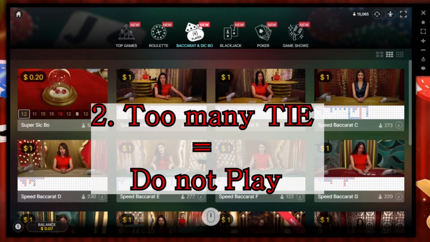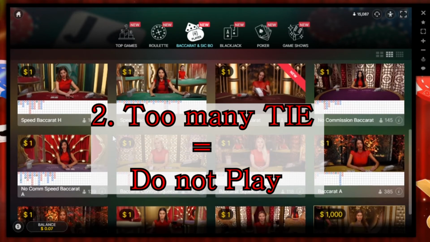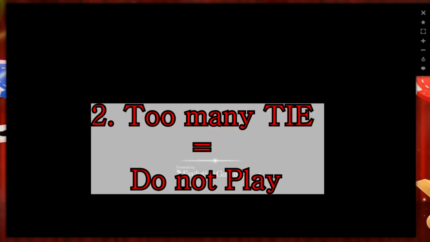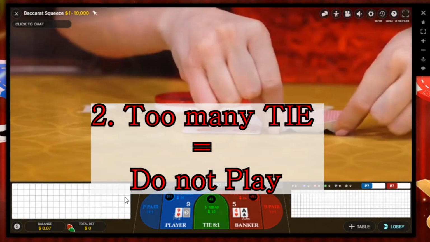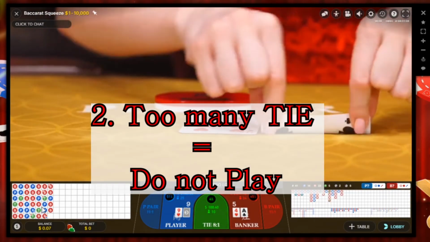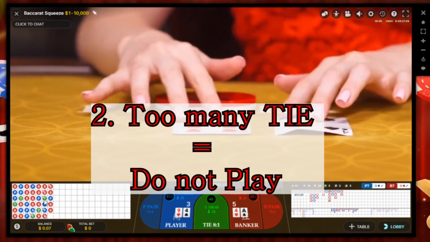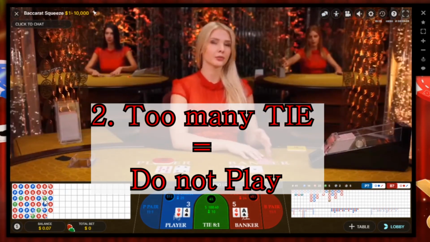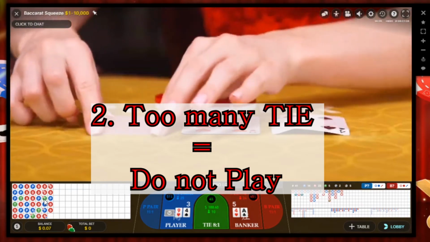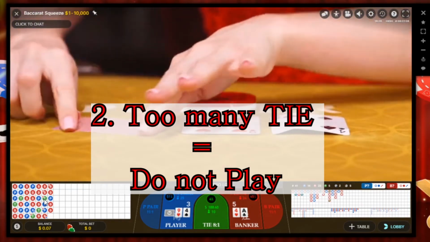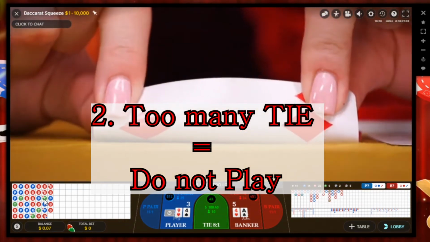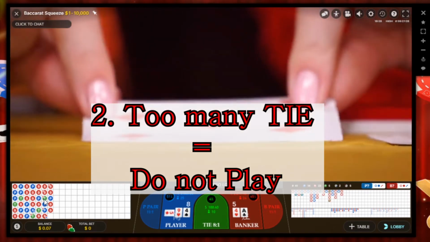Number 2, if there are too many ties in the game, you don't play. Let's check out any other games that have a lot of ties. I think this one. Yes. As you can see here, there's 1, 2, 3, 4, 5 ties, right? There's a lot of ties. I consider 5 ties quite a lot of ties, okay? You don't want to play here. You just skip it, go to another table.